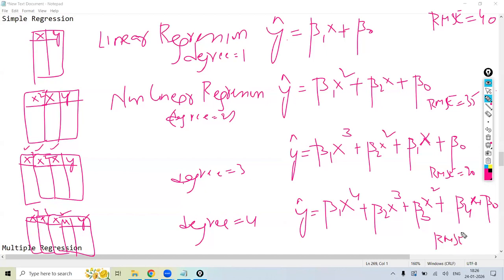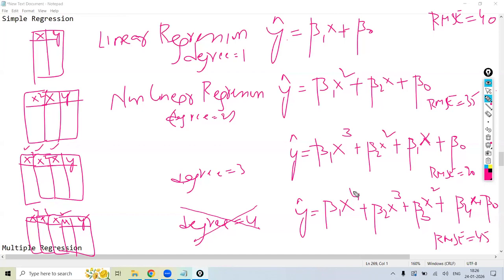Now RMSE is equal to 45. Now what happened? RMSE increased. Whenever the RMSE increases, we have to stop. No need to try degree 5, degree 6 or degree 7, anything. So we can stop with degree 3 itself. Till the RMSE decreases, we have to increase the degree.